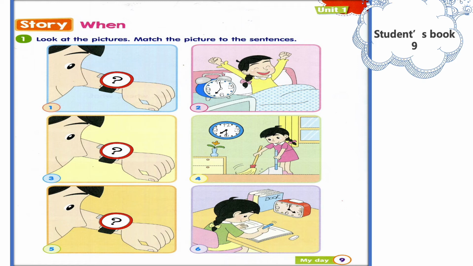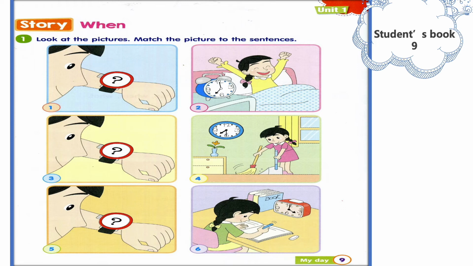Number 1. When do you get up? Number 2. I get up at 7 o'clock. Again, number 1. When do you get up? I get up at 7 o'clock. Number 3. When do you clean the house? I clean the house at 7:30. Number 3. When do you clean the house? Number 4. I clean the house at 7:30.